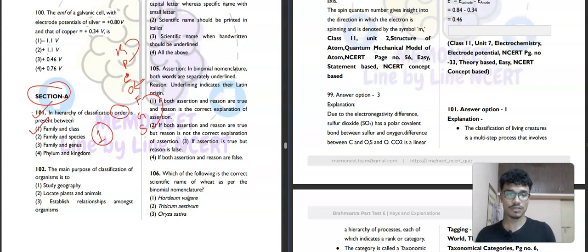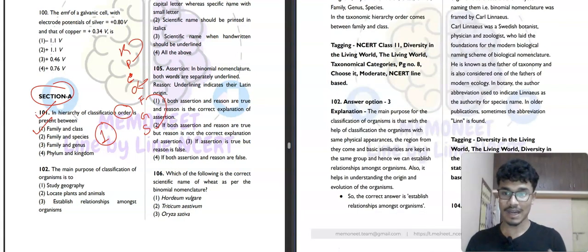Moving to the next question, question number 102. It is saying that the main purpose of classification of organisms is to what? Why do we do it? First try to remember the steps: INC, identification, then nomenclature, then classification. This is a simple trick you can remember. First you identify any organism, then you do nomenclature so that we can name them, and then classify them according to their characters.